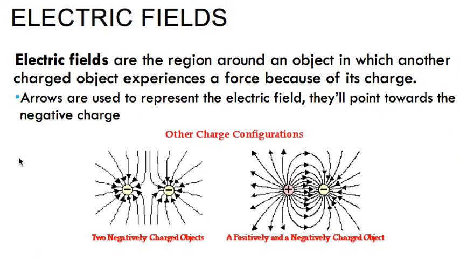Moving on to electric fields. This is the region around an object in which a charged object experiences a force because of its charge. We use arrows to represent the direction of the electric field, and it'll point towards the negative charge. In this diagram on the left, we have two negative charges, and they're going to repel each other away. Versus if we have a positive and negative charge, they're going to be attracted to one another, so the arrows are going to go towards that negative charge. But this is three-dimensional. It's not like a flat picture. It is all the way surrounding it, like an atmosphere around the charge.